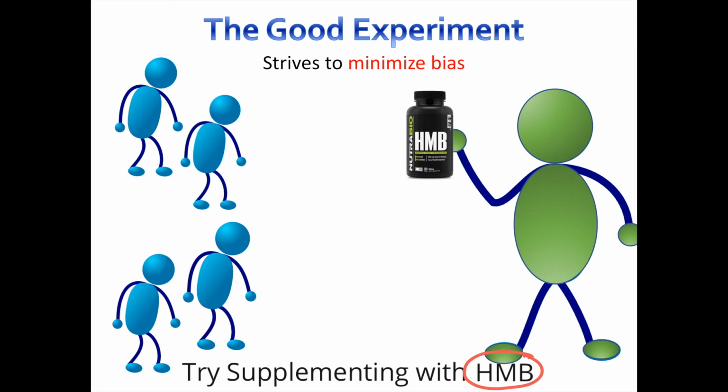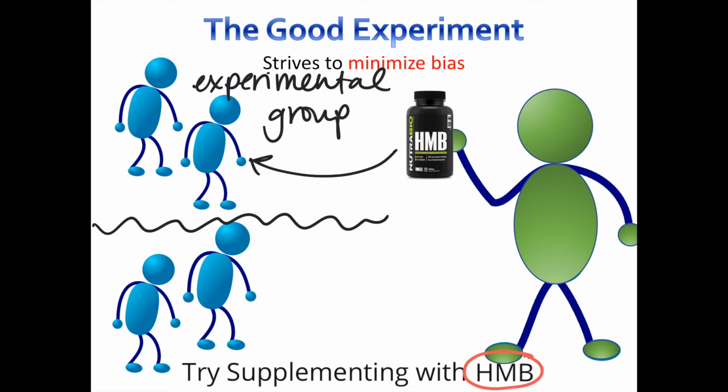Now, supplementing with HMB is supposed to prevent the breakdown of muscle protein. And because you work for the company and you want this drug to be successful, you have an inherent bias that this drug is going to work, or you want the experiment to turn out in a particular way. So let's say you design an experiment in which you have 4 random volunteers and you decide to give HMB to half of them. This will be your experimental group, and you decide to give nothing to the other group. This is known as your control group.